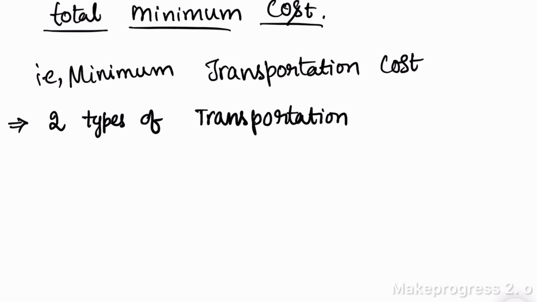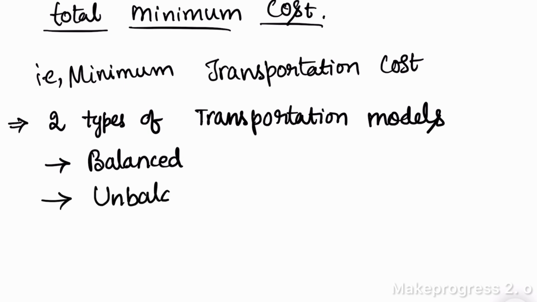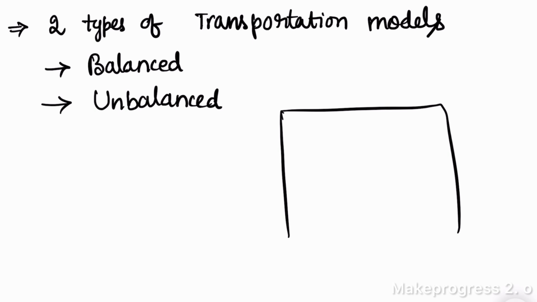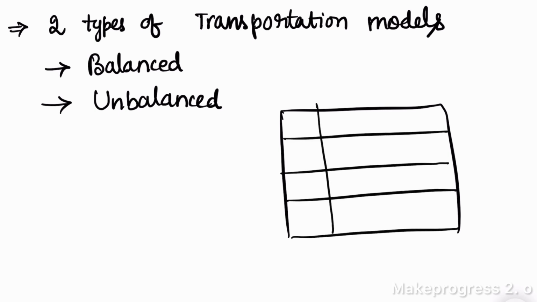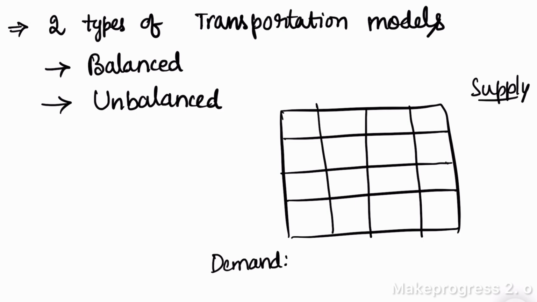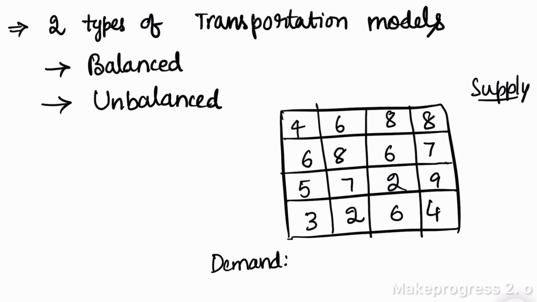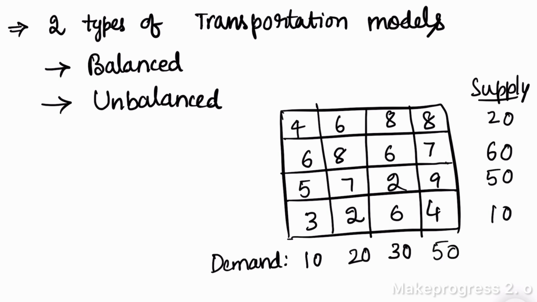First of all, let's see what are the types of transportation models. Here you have two types of transportation model, where one is balanced and the other is unbalanced. If a table or column is given in which each box is called a cell, below they'll be giving you demand and supply. Here they'll be giving you the cell values. These cell values represent the cost from that particular source to that particular destination. And the demand and supply values are given, for example 10, 20, 30, 50, any values.